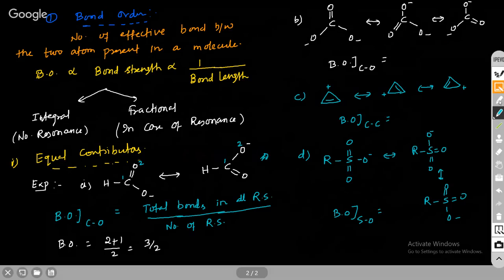So here the bond order will be what? We have two bonds present here, 1 and 1. 2 plus 1 divided by 3, that is 4 by 3. Similarly, here it is 2 plus 1, 4 by 3. And what is the value here in the last one? Last one, you tell me. Which one is 1 by 3?